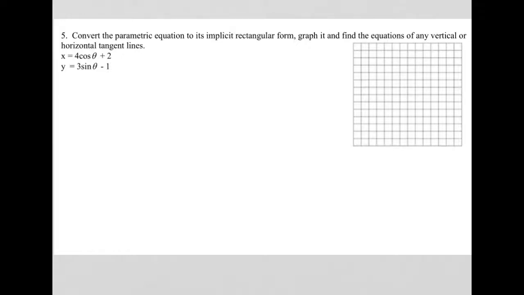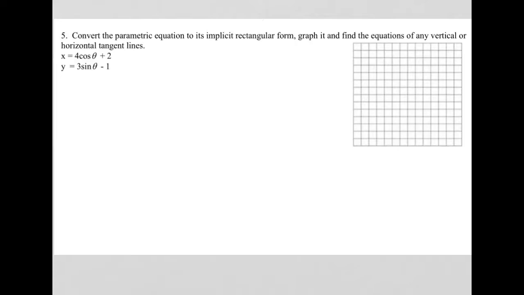Number 5. Convert the parametric equation to its implicit rectangular form. Graph it. Find the equations of any vertical or horizontal tangent lines. Okie dokie. So, how are we going to do this? Let's go ahead and write our equation.